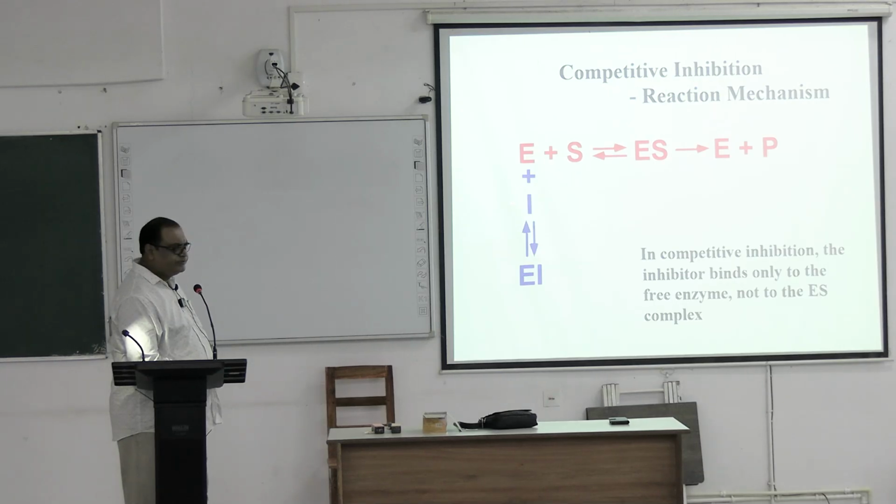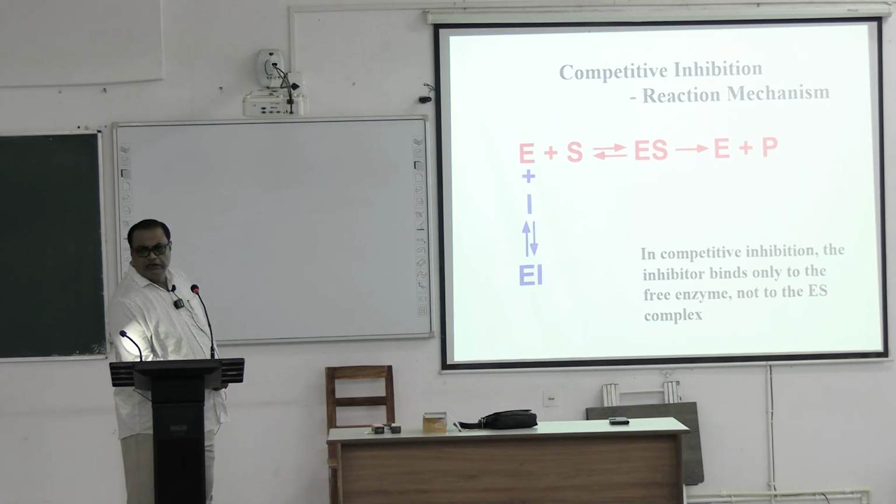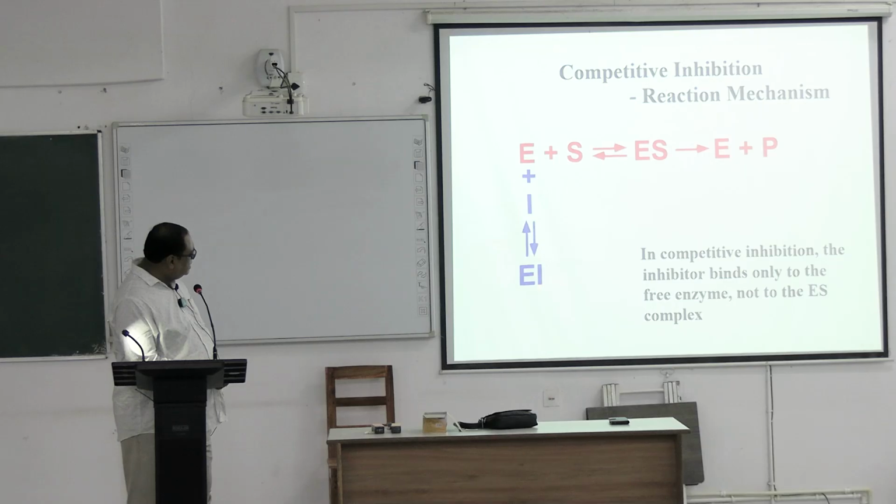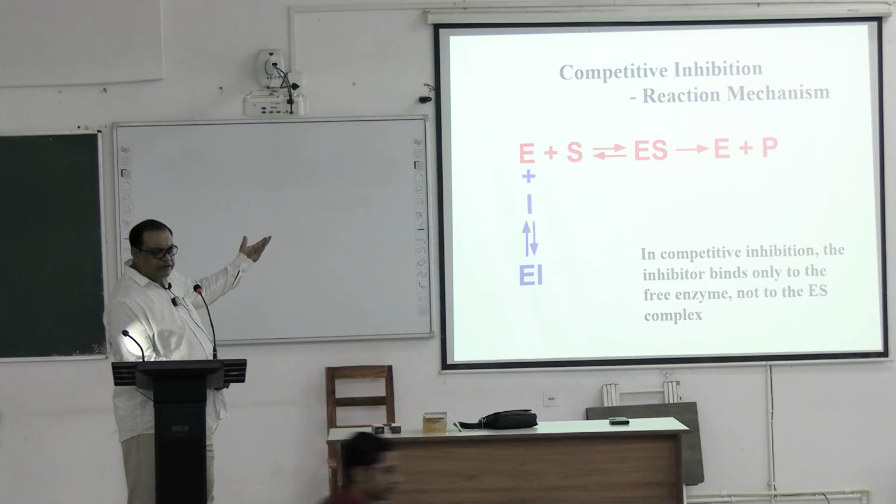E plus I, where I stands for inhibitor, forms EI, and definitely EI does not give rise to any product. So either you can just write one arrow P and then cross the arrow, right? Or you can just leave it like this.